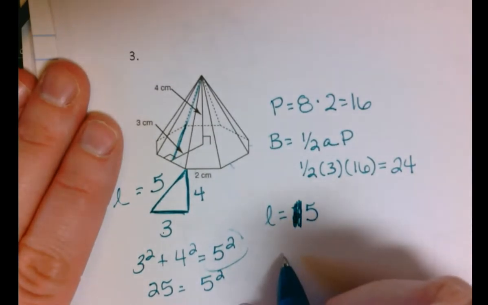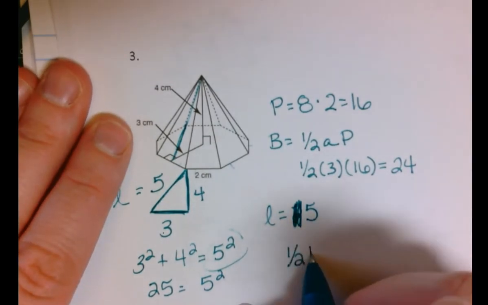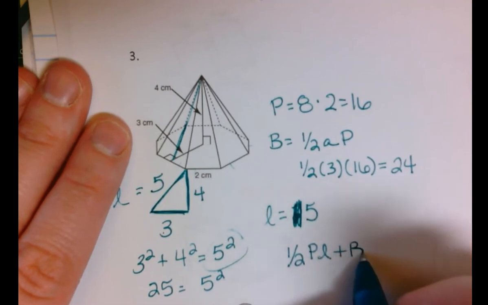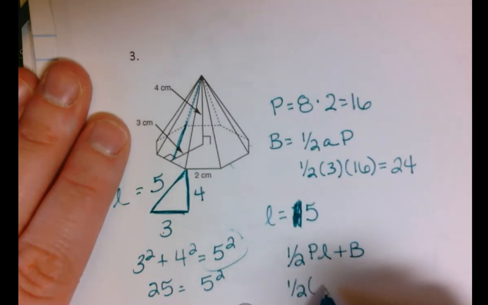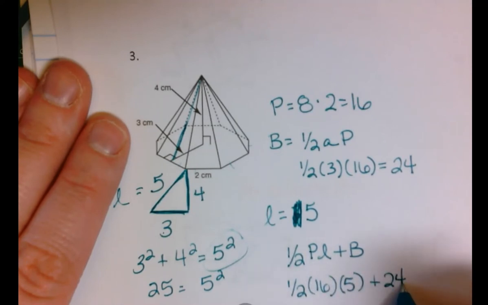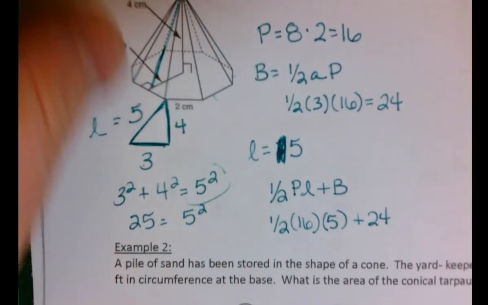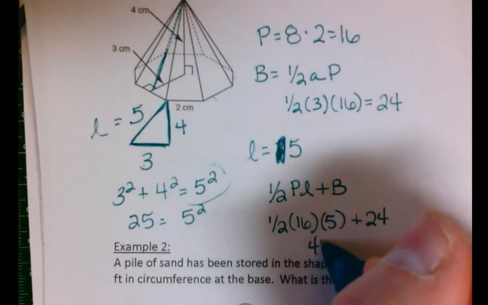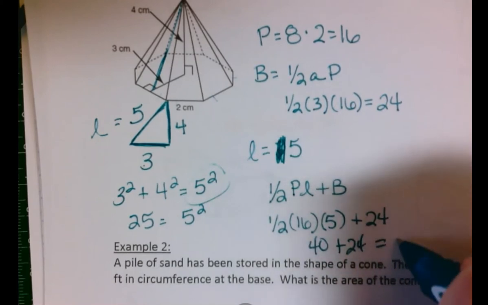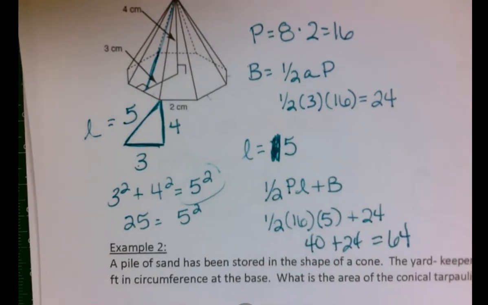So I have 1/2 perimeter times slant height plus my base. So 1/2 times 16 times 5 plus 24. 1/2 of 16 is 8. 8 times 5 is 40. Plus 24 equals 64. And I'm just going to double check that on my calculator to make sure I did it right. So 0.5 times 16 times 5 plus 24. So my area is 64.